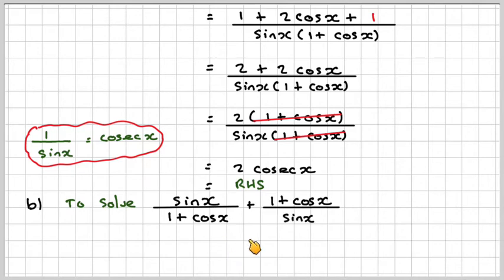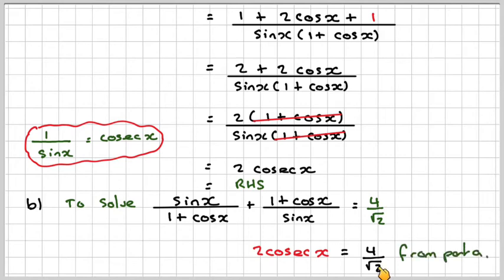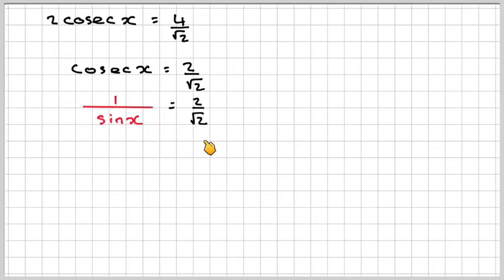Sin x over 1 plus cos x plus 1 plus cos x over sin x is 4 over root 2. But 2 cosec x, this is from part A, is equal to 4 over root 2. Dividing by 2, we're going to have cosec x is 2 over root 2. And then 1 over sin x will be 2 over root 2, which means that sin x will be root 2 over 2. Sin to the minus 1 of root 2 over 2 is pi by 4.